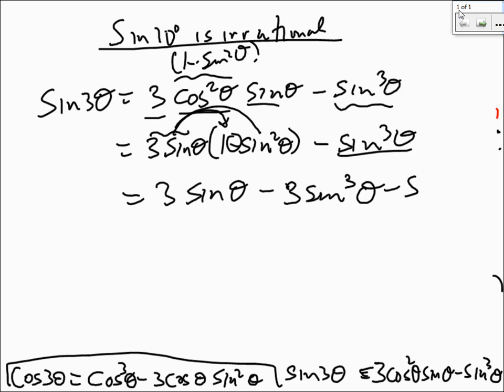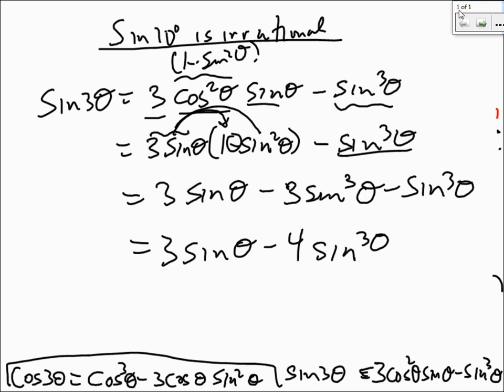Minus another sine cube theta. So in all, we have 3 sine theta take away 4 sine cube theta. So in the bottom right, I'm going to replace sine 3 theta with that. It's 3 sine theta minus 4 sine cube theta. Okay, wonderful.